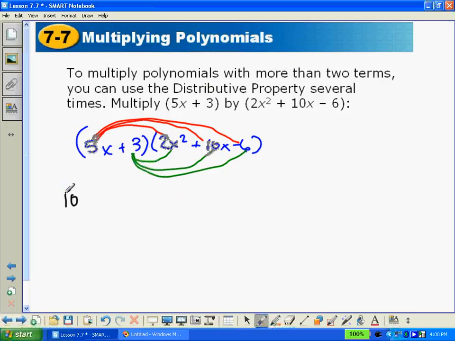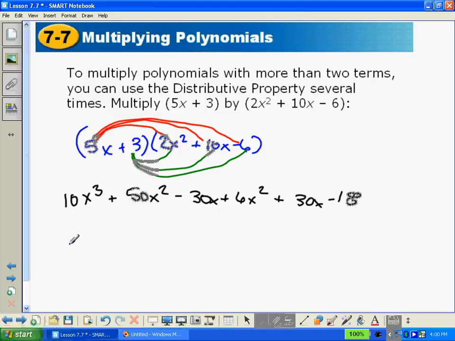So 5x times 2x is 10x cubed. 5x times 10x is positive 50x squared. 5x times negative 6 is negative 30x. Now to multiply everything times 3. 3 times 2x squared is 6x squared. 3 times 10x is 30x. And 3 times negative 6 is negative 18.